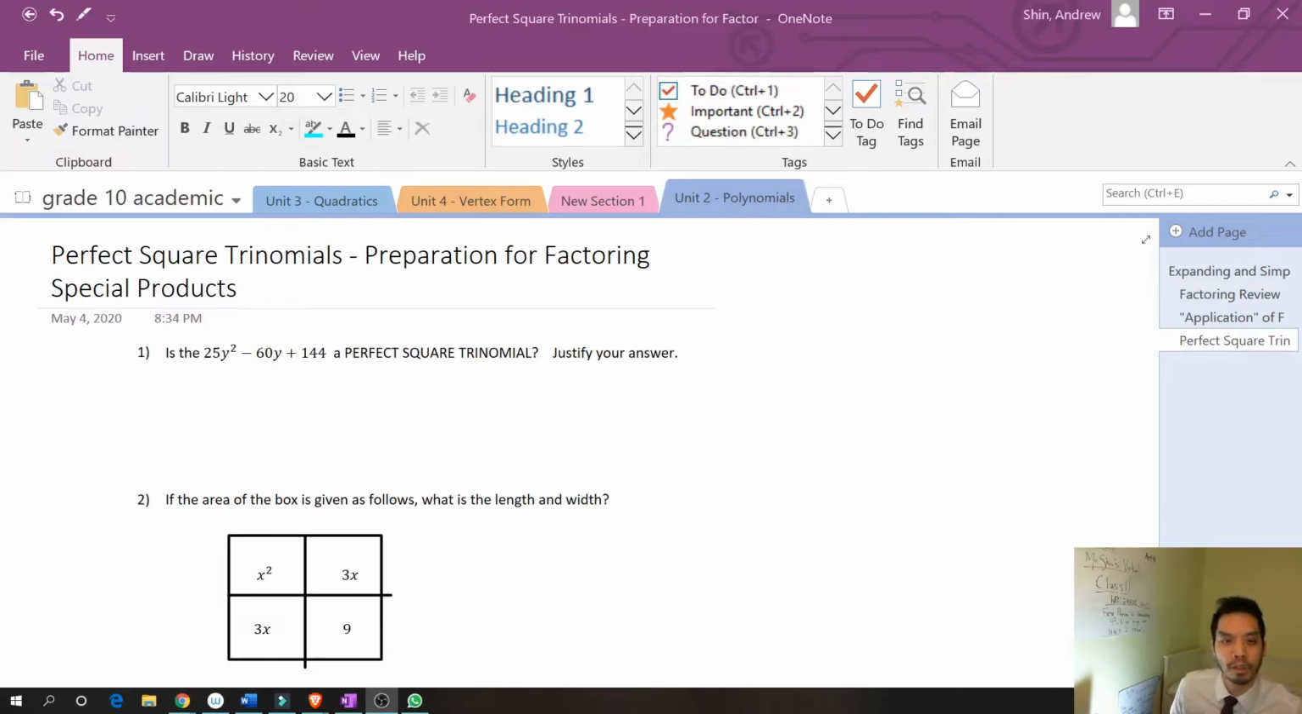Perfect square trinomials. Preparation for factoring special products. So we're going to take a look at a few perfect square trinomials and also a difference of squares in the last one to prepare for next lesson. So here's example number one.